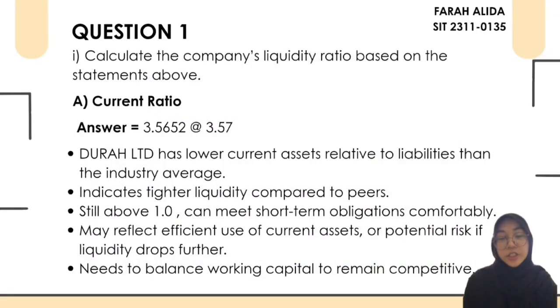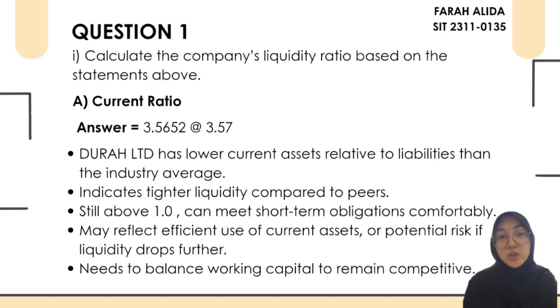Dura Ltd's current ratio is 3.57 times, while the industry average stands higher at 4.3 times. This means that for every USD of current liability, Dura Ltd has 3.57 USD in current assets. Although this is below the industry benchmark, it still reflects a healthy position because anything above 1.0 means the company can meet its short-term obligations.